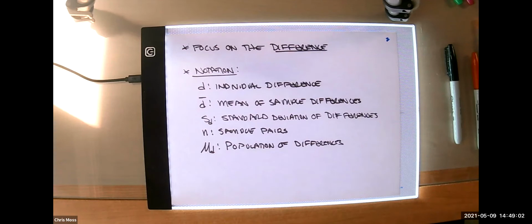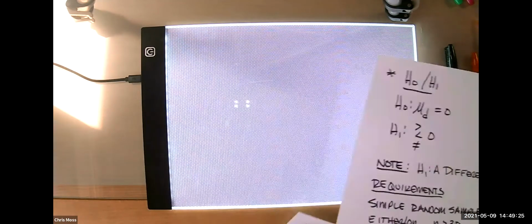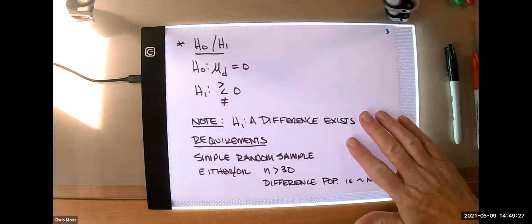Little d is the individual differences we'll find in our table. D bar is the mean of those sample differences. S with the little d is the standard deviation of those differences. And little n is the number of sample pairs. Mu with the little d is the population of differences. This is the population we are actually testing. So I'll review the notation.